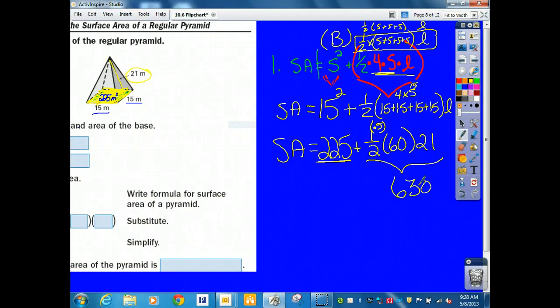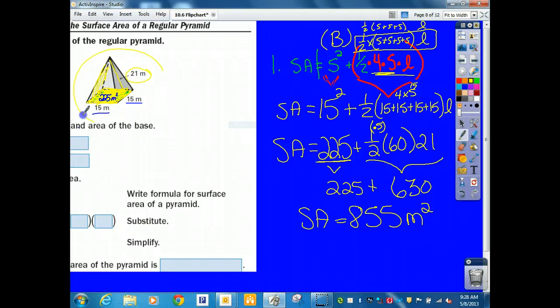That's the area of all my sides. So all the sides now equal 630. Add that to the bottom, 225. What is the total surface area of that square pyramid? 855. You're half right. 855 what? Meters squared. Exactly. Meters squared, because area is always squared. You're done. That's the surface area of that one, because it's a square. It has a square base, a square pyramid.